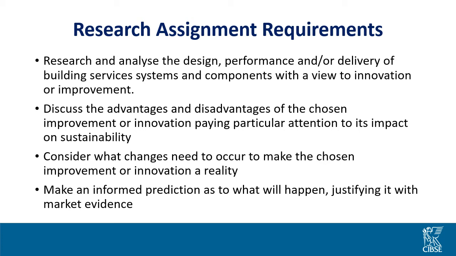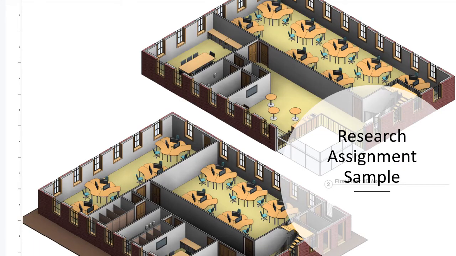Again, it's worth mentioning that although the responses must be entirely your own work, you are permitted at this stage to seek advice from your employer or your training provider. A research assignment sample might be to identify an improvement or innovation that will impact on the design and/or delivery of a building services system. Your reporting of this research must discuss advantages and disadvantages and make an informed, evidence-based prediction as to what will happen as a result of this improvement.